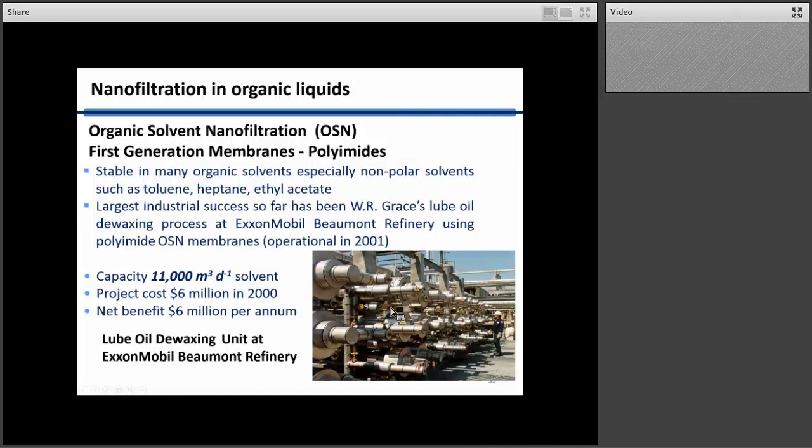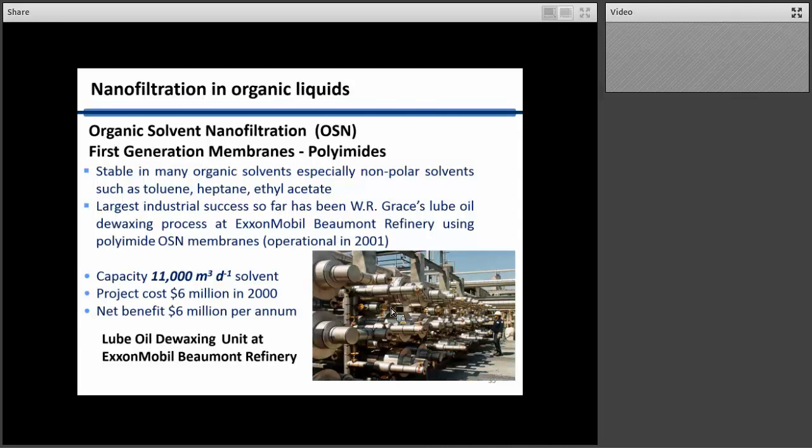Those pipes are housings I alluded to earlier. So in each of those pipes, you've probably got four or five spiral wound membrane modules put together in a string. And they're operating with a solvent mixture. And that can handle up to 11,000 meters cubed per day of solvent. It cost $6 million to build in 2000, and the net benefit was $6 million per annum. So it had a one-year payback.